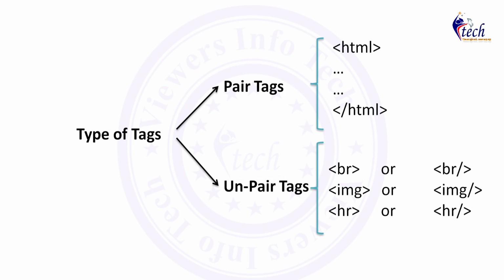And next, coming to the unpaired tags. A tag that doesn't have any closing tag. We can also write it like this. So this is the break tag, and this is the image tag and HR tag. So we will discuss all tags in upcoming sessions.